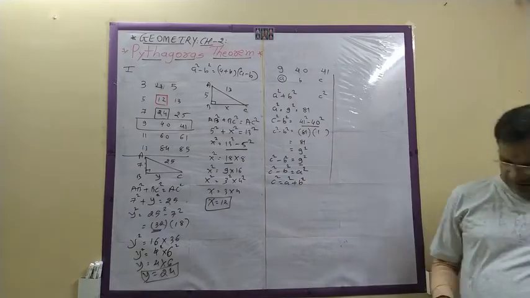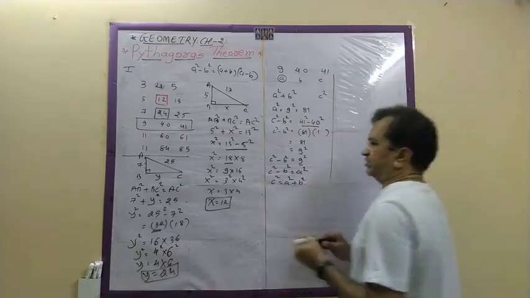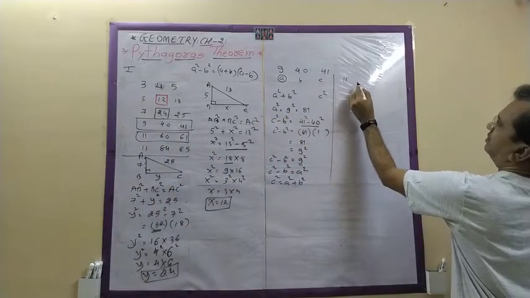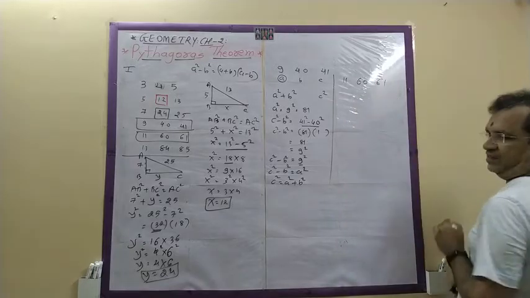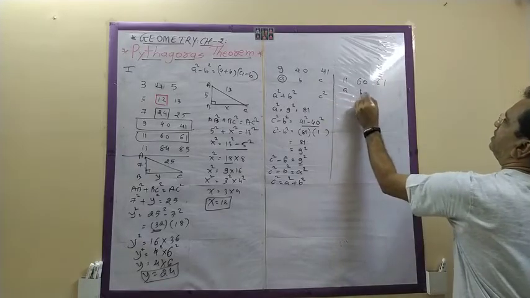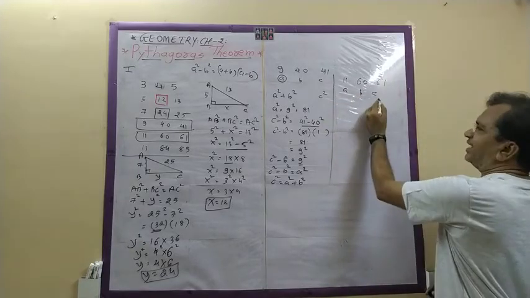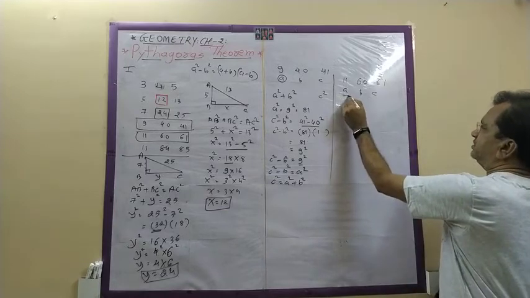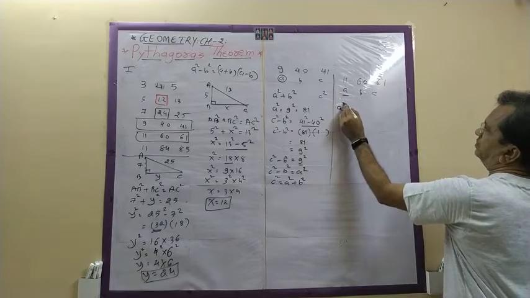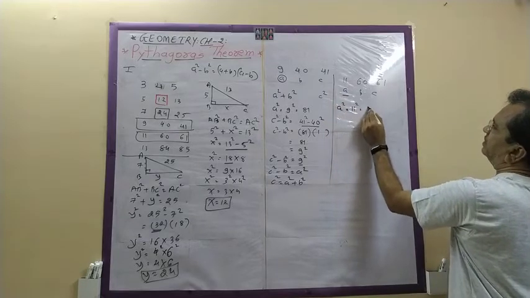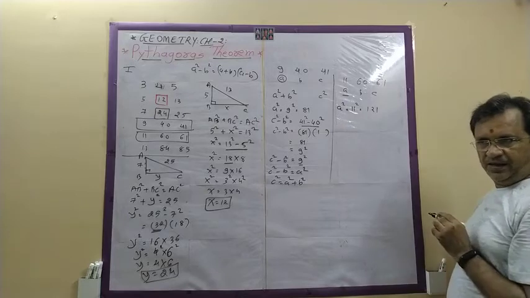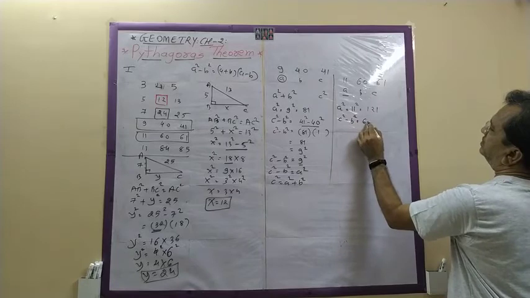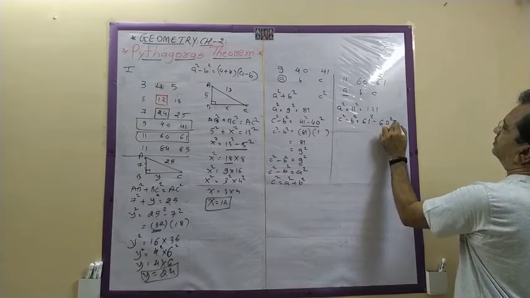Again one example I am taking. Next one, for example this: 11, 60, 61. Again A, B, C. I will not take the highest; I will not take the sum of squares of the rest of the two. So I take the smallest one. So A square is equal to 11 square, which is 121. And C square minus B square is 61 square minus 60 square.